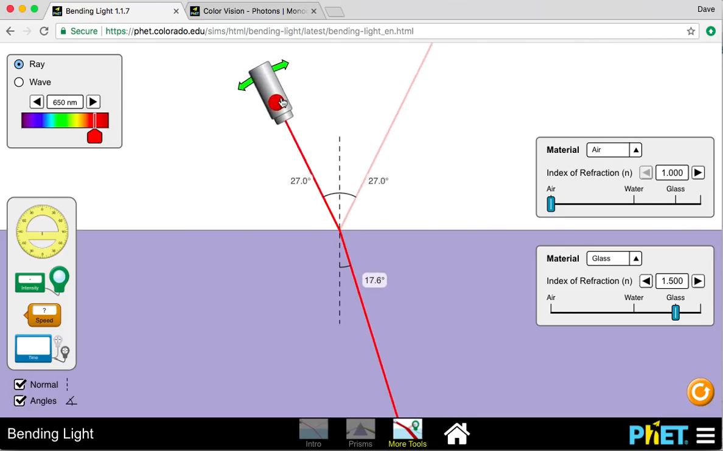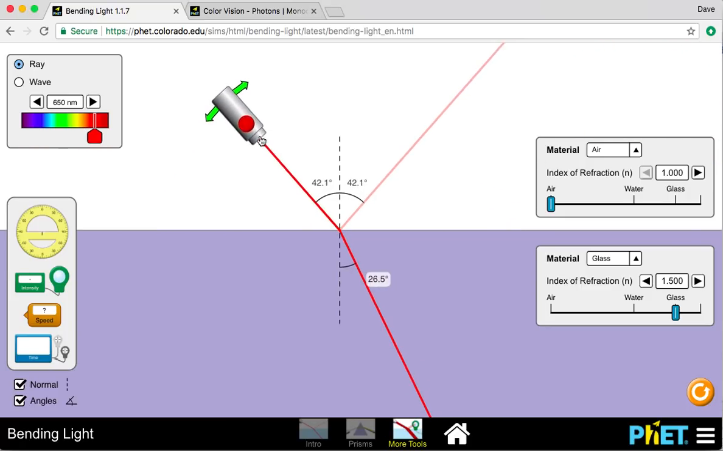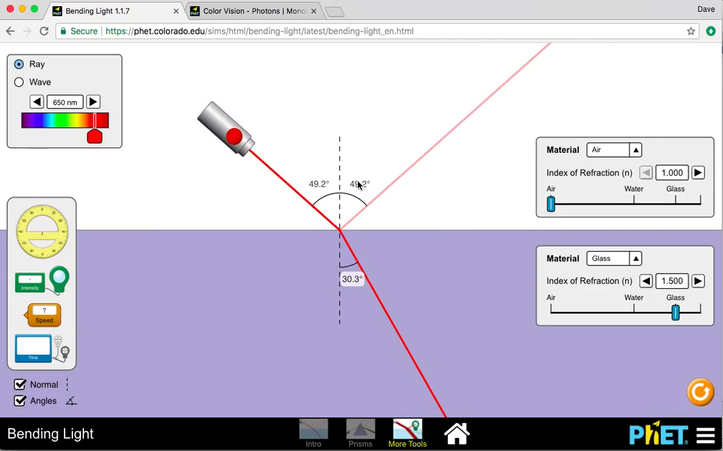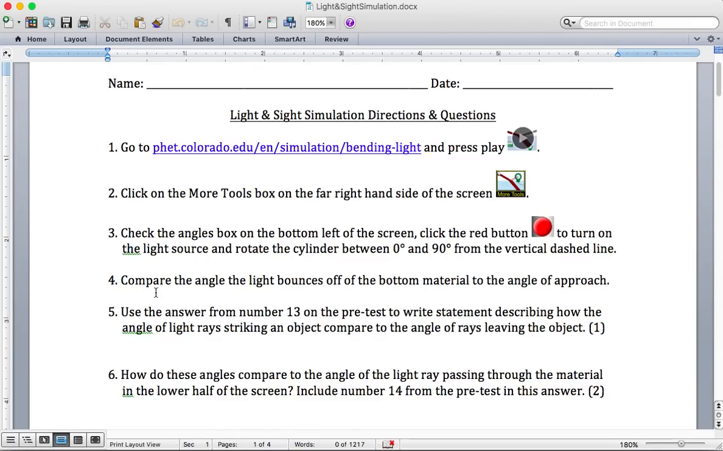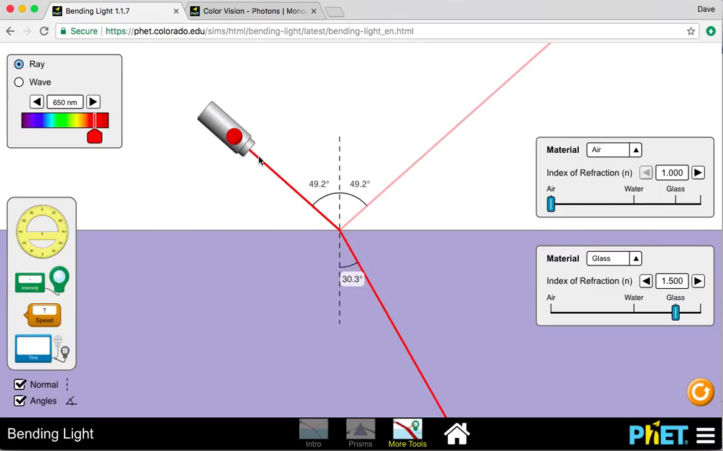So now we've made some observations. Hopefully you're starting to see something that's true about these two angles and something that's also true about these two angles. So jumping back here, compare the angle that the light bounces off of the bottom material to the angle of approach. This angle of approach is sometimes known as the incident angle. It's the angle that the light strikes something at. Notice we're measuring the angle relative to the normal line rather than the angle relative to the surface, but I'm sure you could deduce this using some geometry.